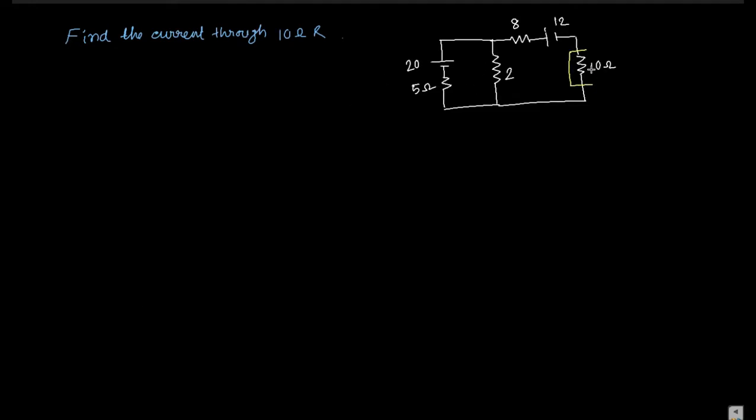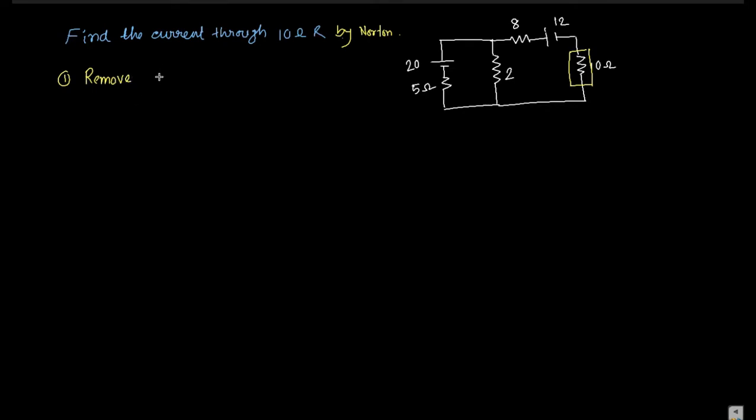So find the current through the 10 ohm resistance, this is the load resistance, you should find out the current through it by Norton's theorem. Okay, so what should you do? We should remove the RL. Calculation of RTH.